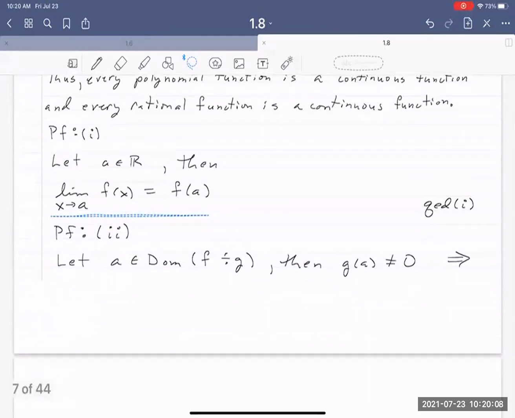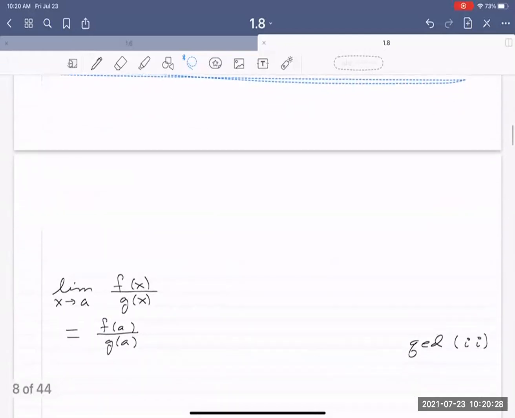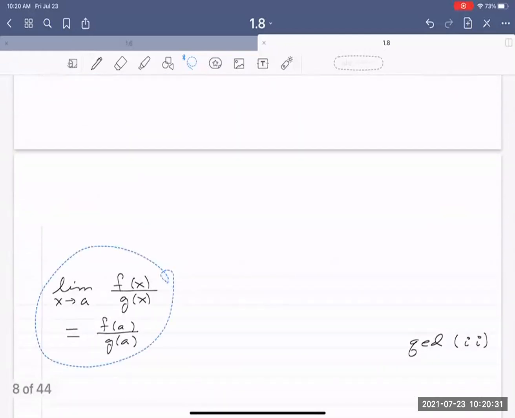Next, let a be in the domain of f over g. Then g of a is not 0, because if it were equal to 0, then it would not be in my domain. Therefore, the limit as x approaches a of f of x over g of x is f of a over g of a, from the theorems that we proved back in section 1.7.